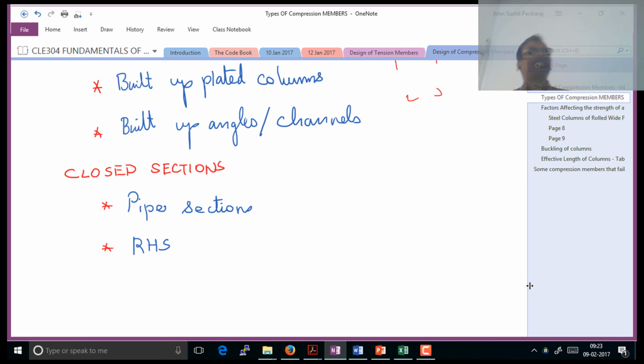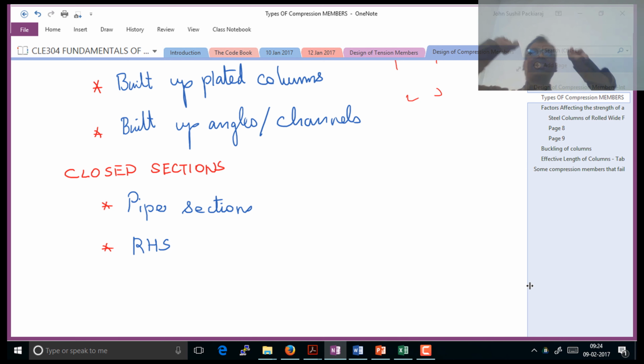Of course, then there are these closed sections: pipe sections, and rectangular hollow section, circular hollow section, square hollow section. All of these are there. As an example, where have you seen pipe sections as columns? Have you seen pipe sections as columns? Yes, where? Walkway. Can you think of the walkways in VAT? What is the section we use for columns?